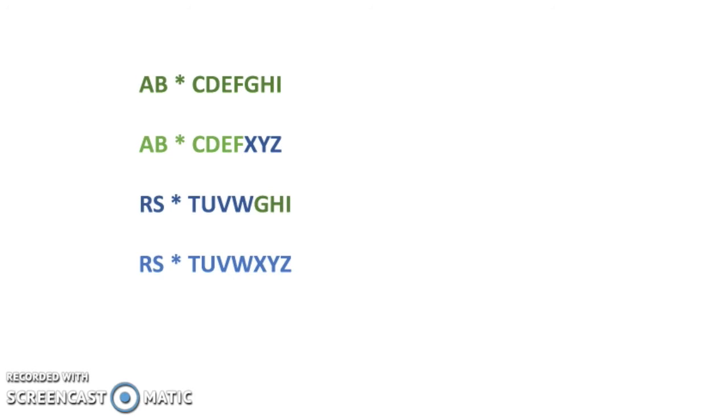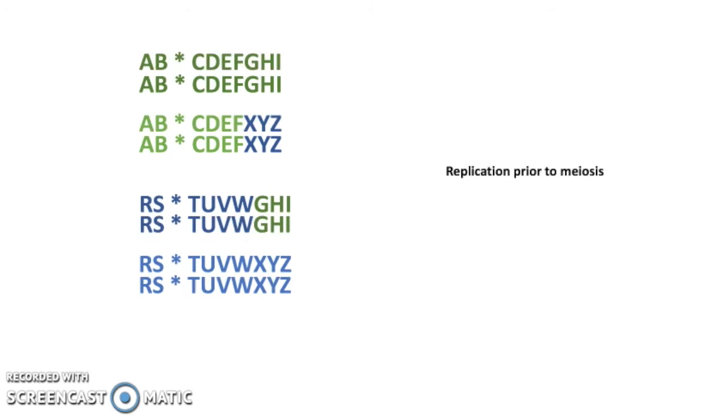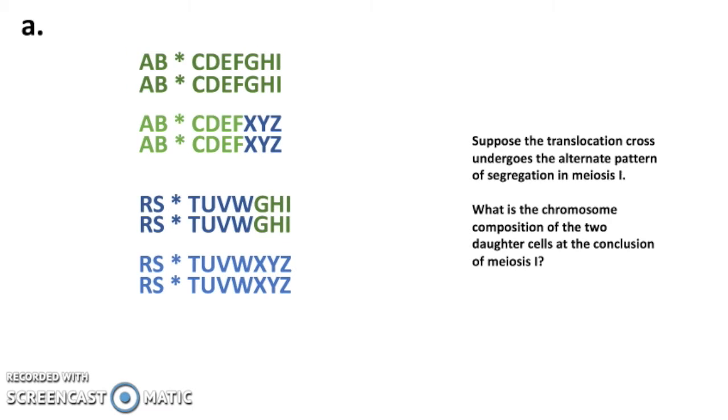Okay, so prior to meiosis, replication will take place, so we're going to duplicate each of those. And now we're going to go through a few different types of translocation. For part A, it says, suppose the translocation cross undergoes the alternate pattern of segregation in meiosis 1, and it wants to know what's the chromosome composition in the 2 daughter cells at the end of meiosis 1. So not at the end of all of meiosis, but just halfway through that first phase.